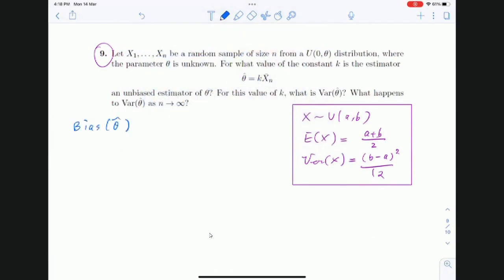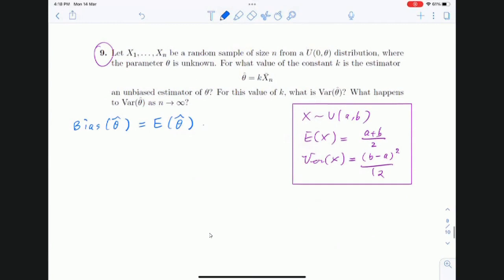The bias of an estimator, by definition, is equal to the expected value of the estimator minus the parameter that we want to estimate. Okay? So essentially, it means the deviation between the average value of the estimate, on average, what we will obtain as our estimate, compared to what we actually want to estimate. And we call this the bias. According to this question, we have the estimator given in the form of K times X bar, K multiplied by a sample mean. So it is a multiple of the sample mean.